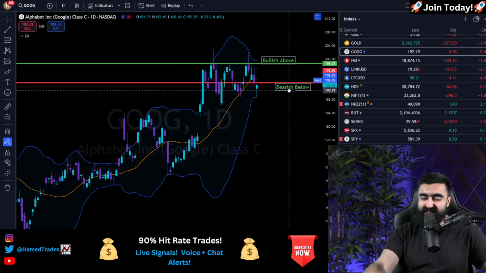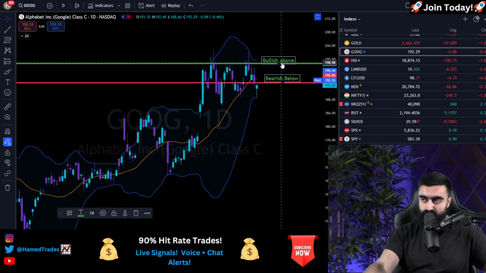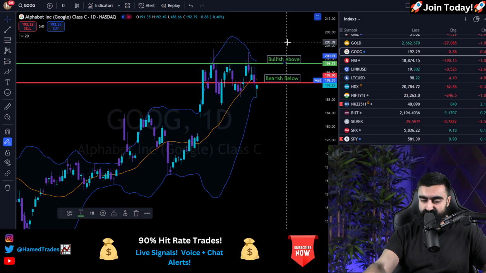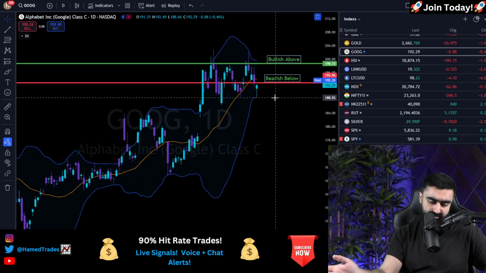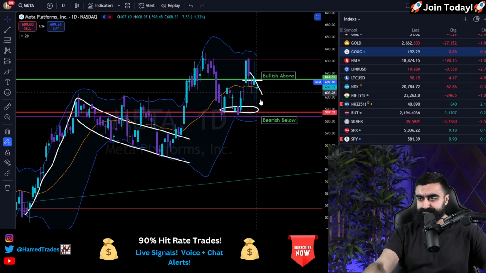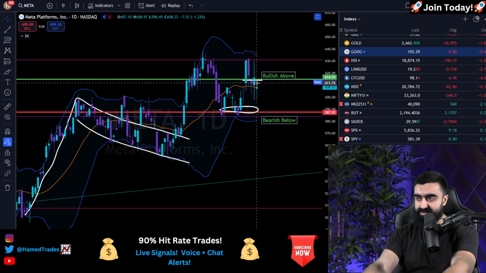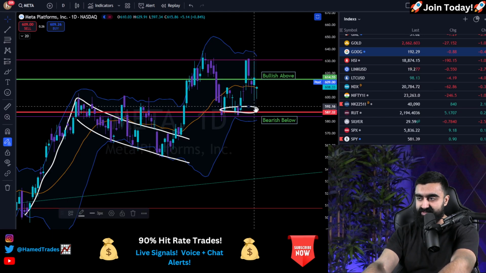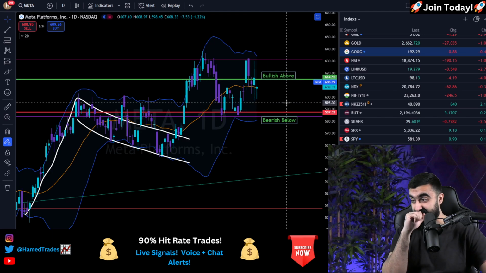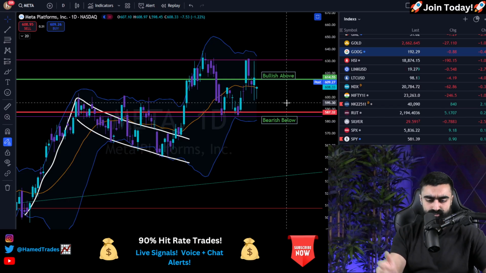Google, not as much. Google looks much more bullish than the other stocks that we've seen so far. Google is holding its own. Looks pretty decent. Meta doesn't look as bad as the other stocks as well. So Meta also looks decent. It doesn't look like it has that much room to the downside.